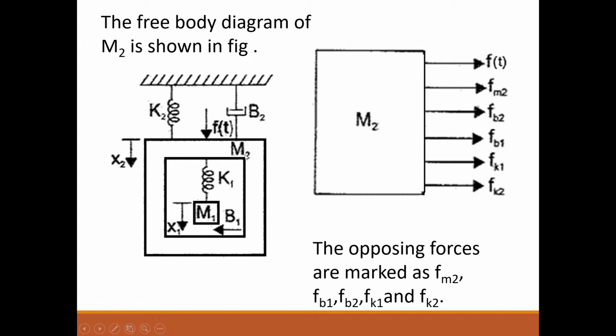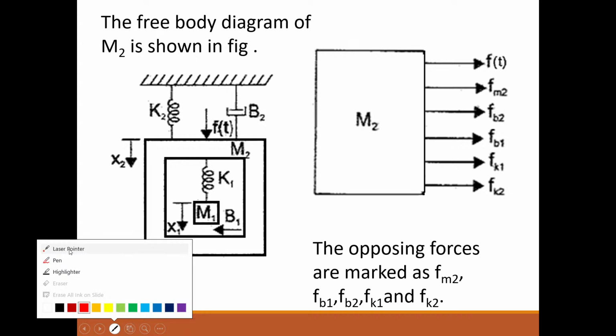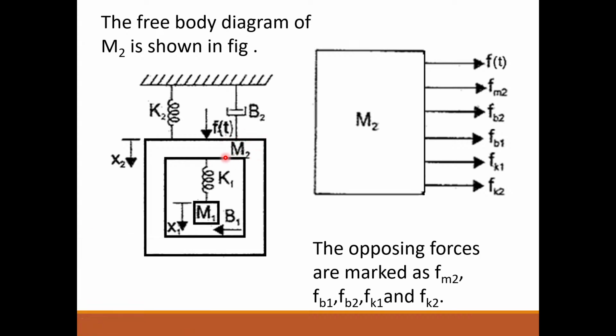One force is due to the mass itself, that is Fm2. There is the applied force F of t. Okay, and one more opposing force is due to this frictional element B2, that is Fb2. Now one more opposing force is due to this elastic element K2, that is Fk2. Okay, and one more element is there, that is Fk1. So the opposing force due to K1 is one of the opposing forces.